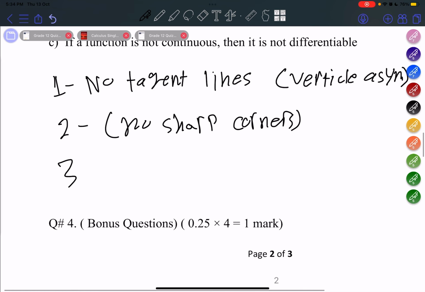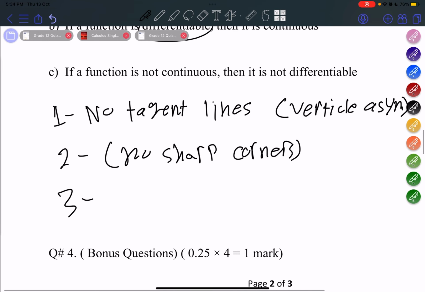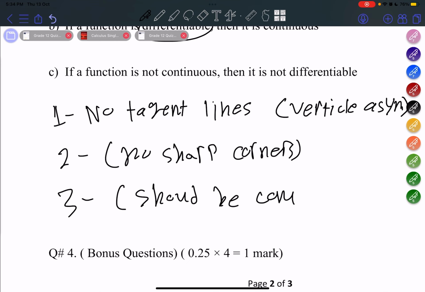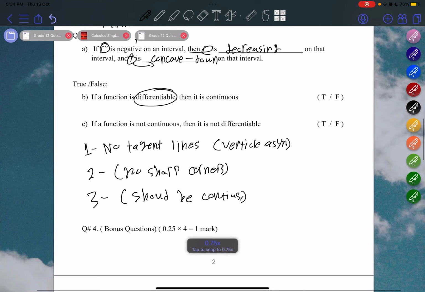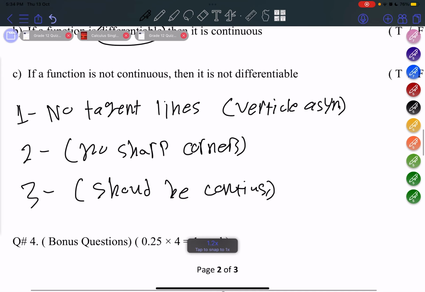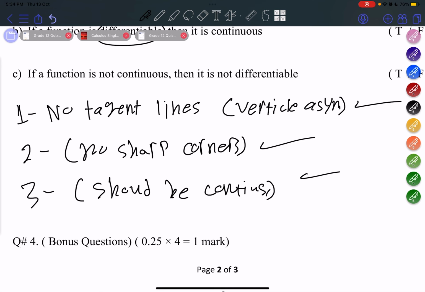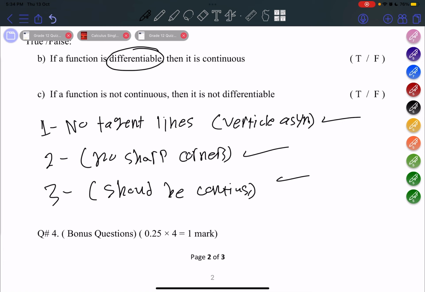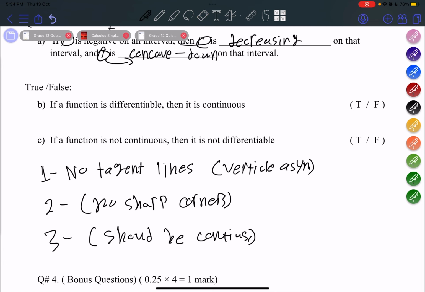And finally, the third rule will be it should be continuous. Okay, so all of these conditions should be met in order for the function to be differentiable. So let's go to the first question in true or false.